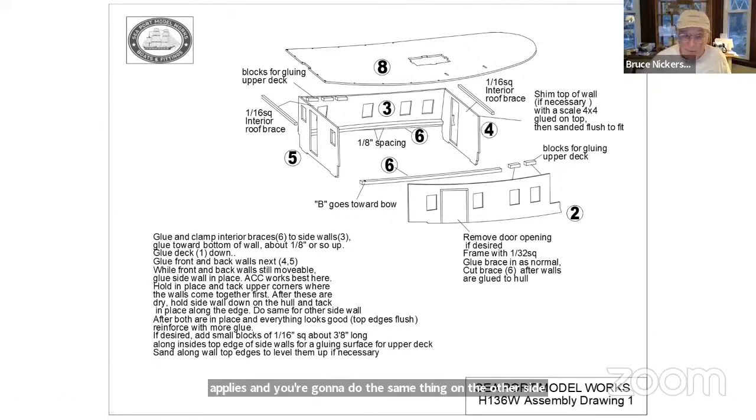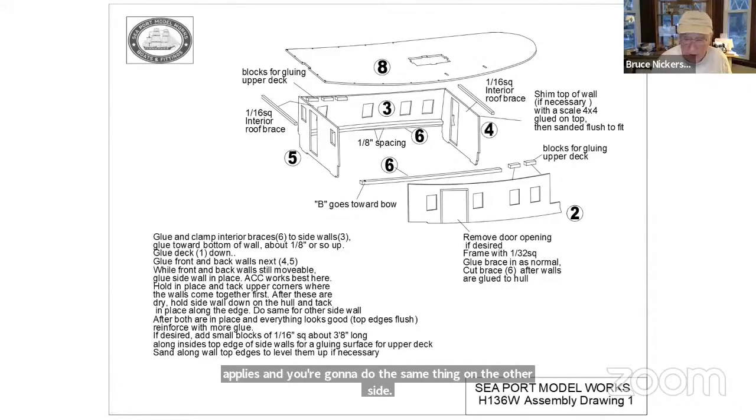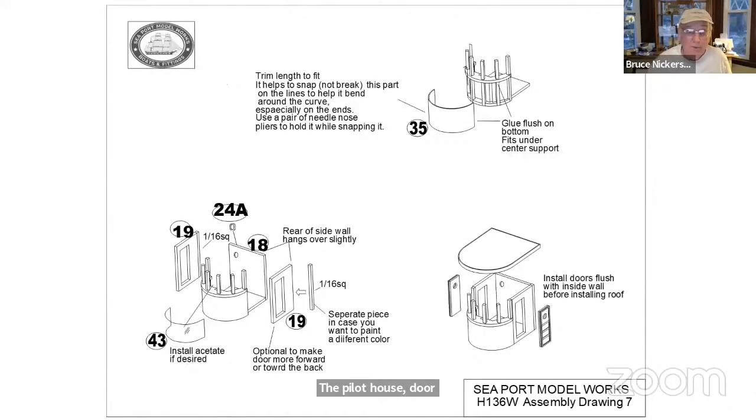The pilot house door that we worked on, this is it right here. There's the two side walls. I'd do the same thing. I would take this door and sand this edge, put an angle on it, and glue that edge right here. And I'd have that door in the open position. Now, if you want the door closed, that's fine. Just fit it flush inside of that opening and glue it in place.